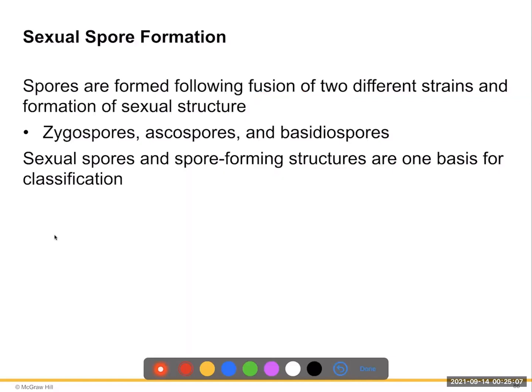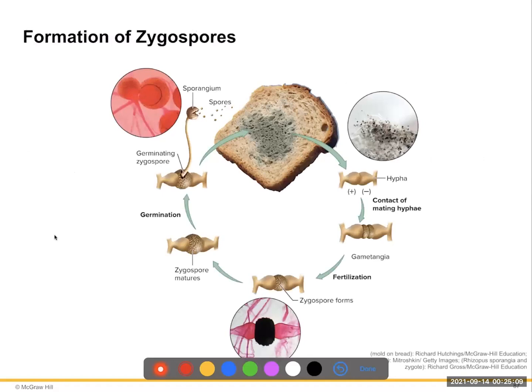These are zygospores. Zygospores, like mold on bread. You get two hyphae coming together, basically a male and a female, or a plus and a minus, either way. Genetic material is exchanged when these start to form. They combine the genetic material, germination, and then they get spores that are formed from the union of the two hyphae. So that's what they're called, zygospores.